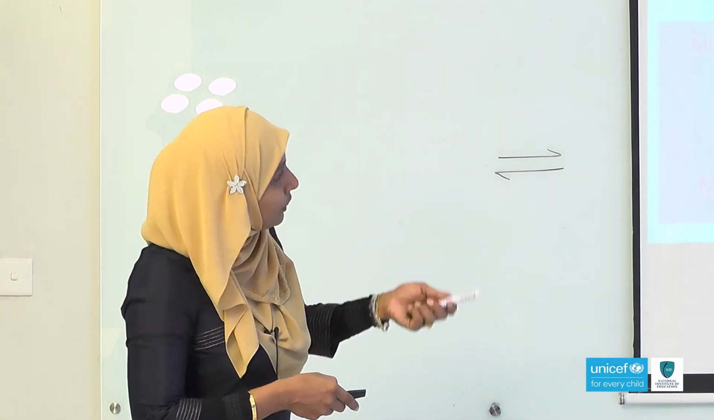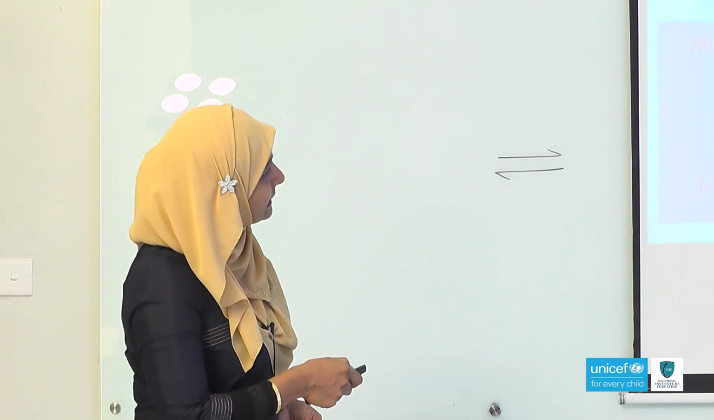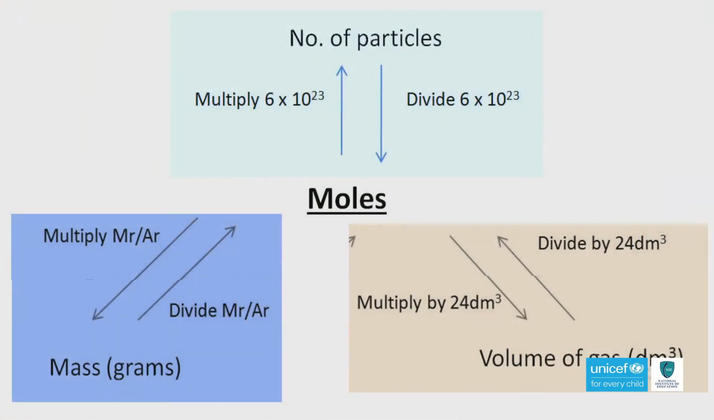Now, why are we talking about moles and why are moles so important? Moles are important because they can be converted into various forms. Moles can be converted into grams, that is in terms of mass. Moles can be expressed in terms of number of particles, and moles can be expressed in terms of volume of gas. So, if you keep this slide in mind, it will be really easy for your calculations.